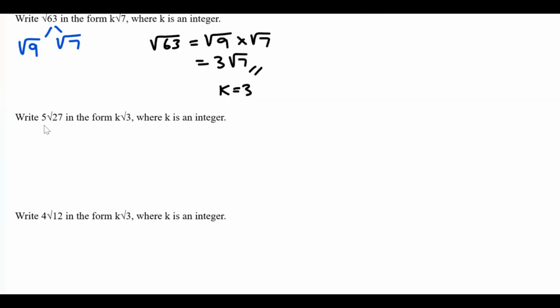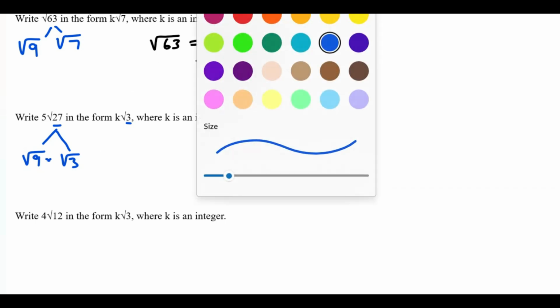Moving on to the next question, we need to write 5 root 27 in the form k root 3. So we need to simplify root 27 and we need to include root 3 in our split. So if one of our numbers is root 3, the other is therefore going to be root 9, and again root 9 is a square number, so these can be used together.